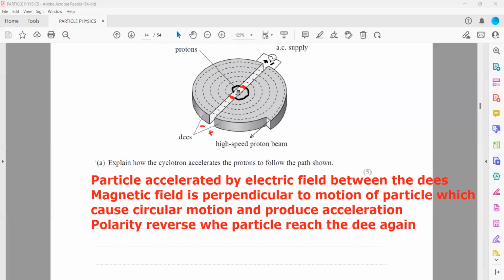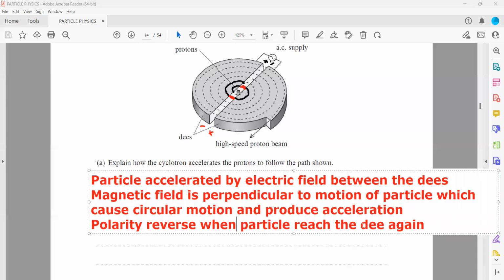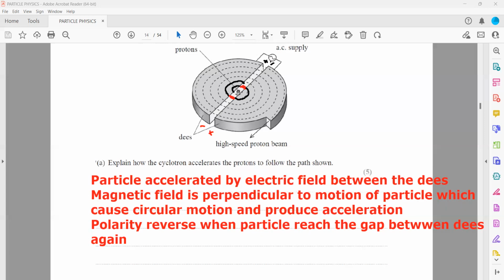And then due to the magnetic field, it will deflect between the Ds. Again, the terminal changes. So every time it reaches the gap between, the terminal changes. Like one D is positive, the other negative, next moment negative and positive. So polarity reverses when the particle reaches the gap between the Ds again. So this is like 4 points.